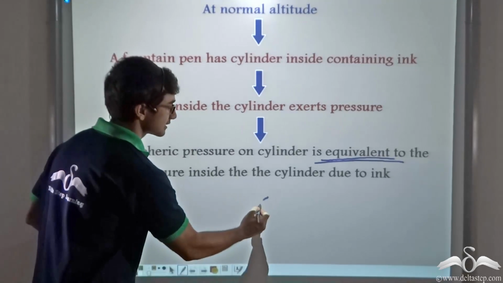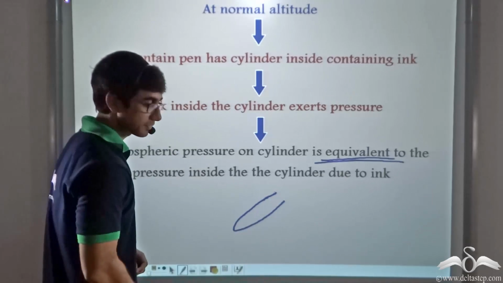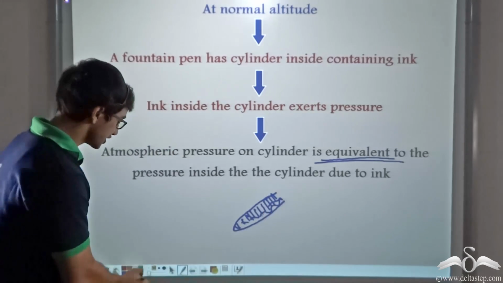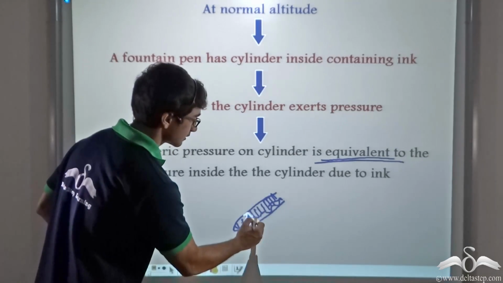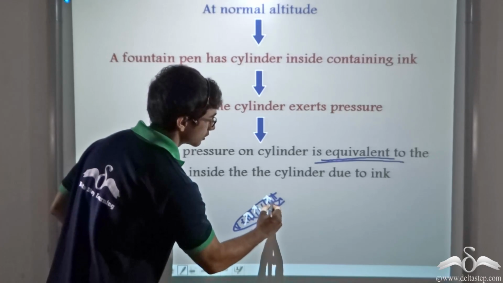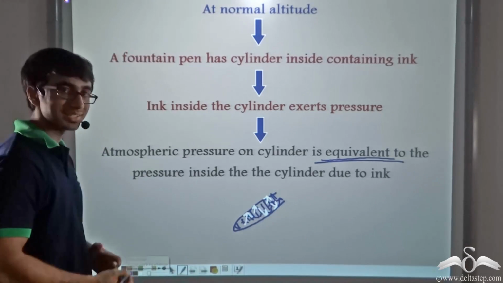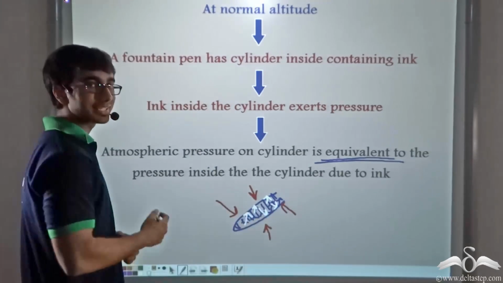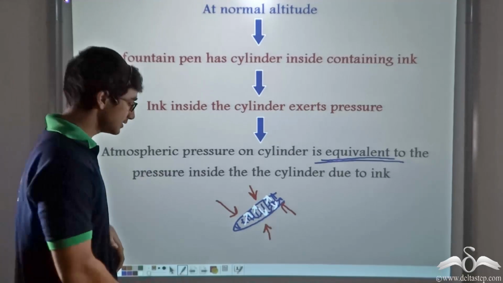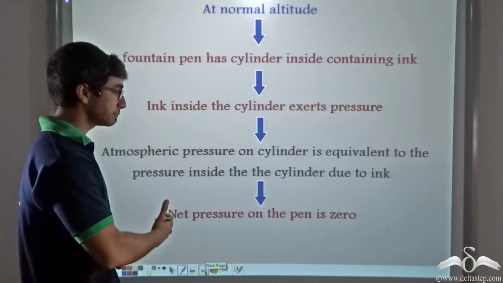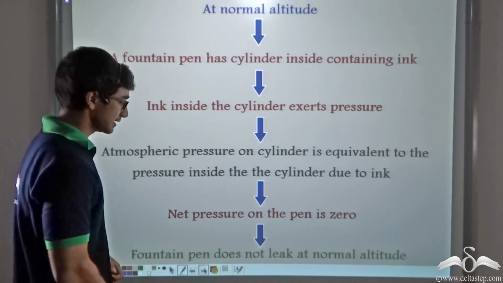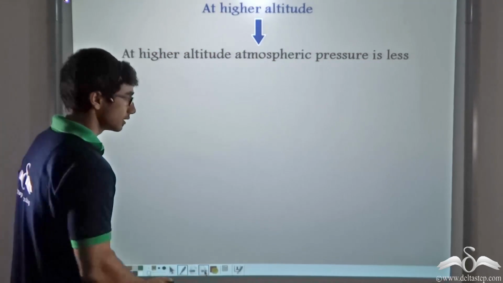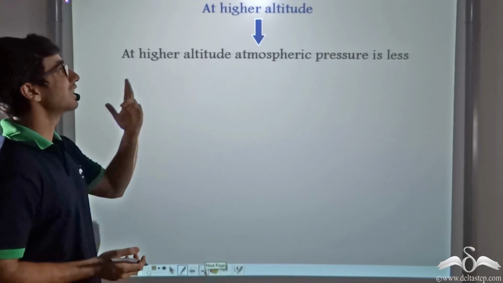So if this is the cylinder and ink is everywhere inside the cylinder, the pressure that the ink is applying is on the inner walls of the cylinder, and atmospheric pressure is acting on the outer walls of the cylinder, and these two cancel out one another. So it is counterbalanced, and it is due to this reason that the net pressure on the pen is zero, and as a result, the fountain pen does not leak when it is kept at normal altitude. Now what happens when we go to a higher altitude?